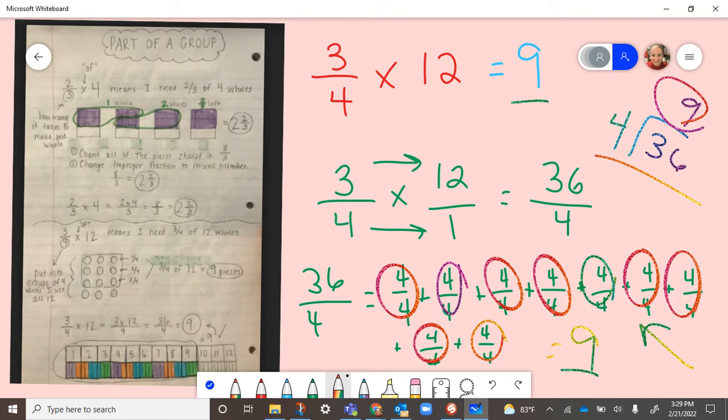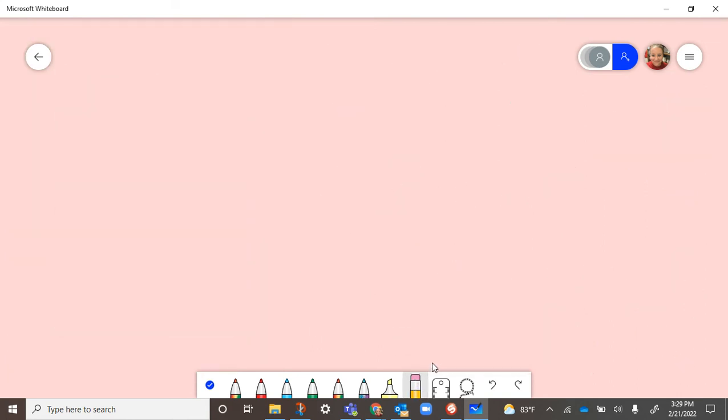But thinking about where those are, with the fraction at the beginning, you're thinking it's 3/4 of 12, and just thinking about what that means. Like if I have 12 of something, what would 3/4 of that be? Erase this. All right, let's do a couple more.